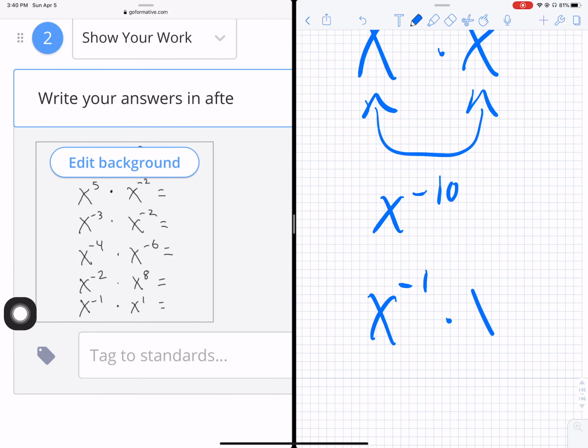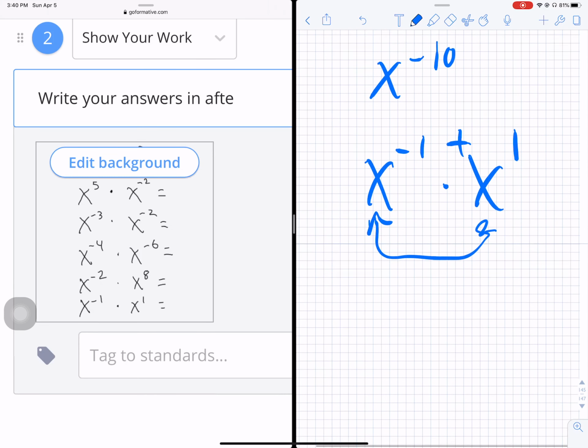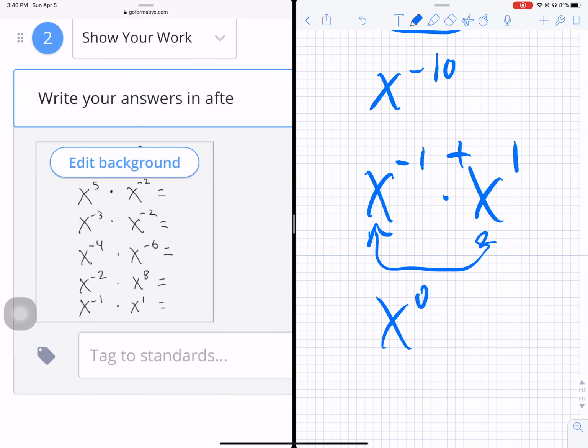Let's do this one right here. x to the -1 times x to the 1. These are the same, right? So we can add these. What's -1 plus 1? 0. So x to the 0 is the answer. If you remember, I did teach this, but you just have to remember anything to the 0 power in math is 1. So you could put 1 for that answer. Not x to the 1, just 1. So like, 1,000 to the 0 power is 1. Anything to the 0 is 1. You could test that out on your calculator. It always comes out 1.